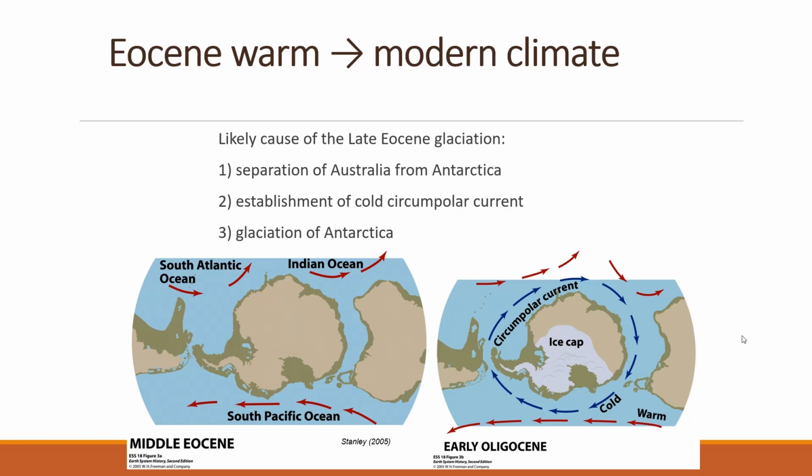Oligocene, we had glaciation. So possible causes of this: separation of Australia from Antarctica, which would have then established a cold circumpolar current, which is basically allowing cold water to circulate around Antarctica, which then would lead to glaciation of Antarctica. We then form these ice caps, which can drop the temperature because, again, we didn't get a full snowball Earth, but once you start forming that ice, you're going to drop the overall temperature.